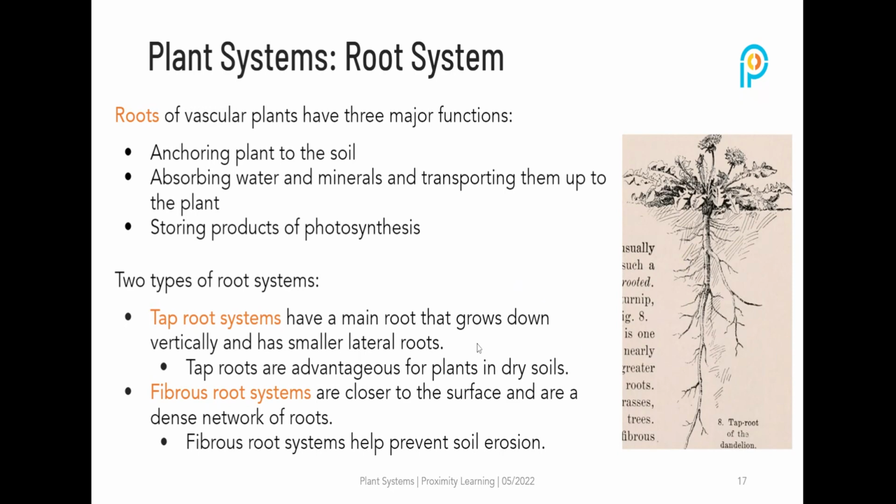Taproot systems have a main root that grows down vertically and has smaller lateral roots. Taproots are advantageous for plants in dry soils. It taps out the water. Fibrous root systems are closer to the surface, and they are a dense network of roots. Fibrous root systems help prevent soil erosion.